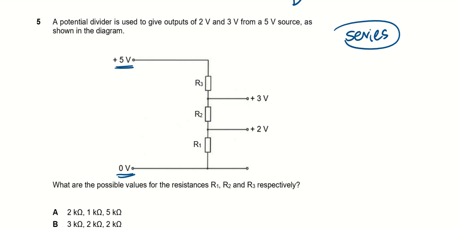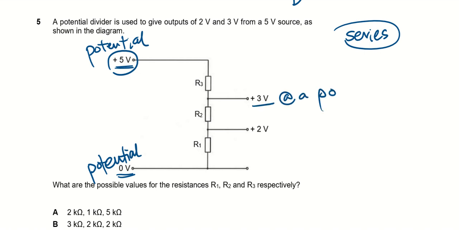This plus 5 volts is actually at a potential of plus 5. Over here will be a potential of 0. How about this 3 volts? It will be at a potential of 3. For this 2 volts, it will be at a potential of 2 volts. I'm saying it as a potential, at that point in time, what is the potential?